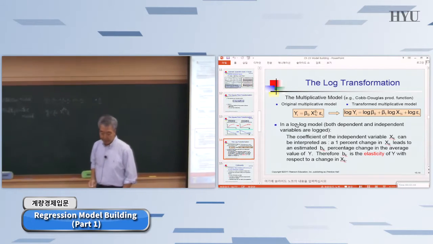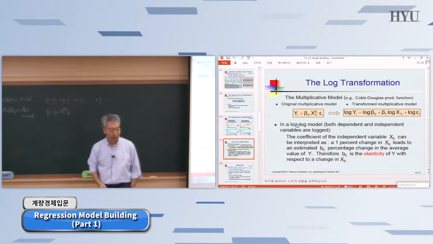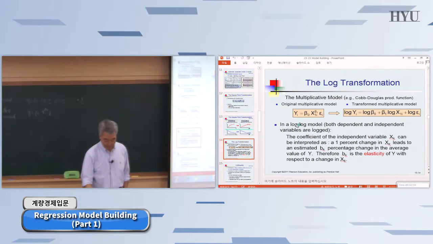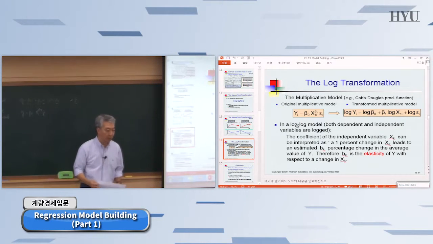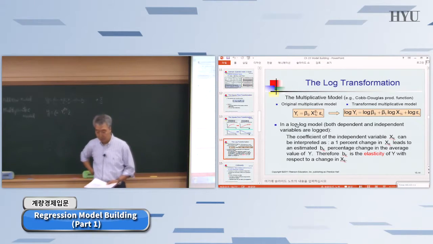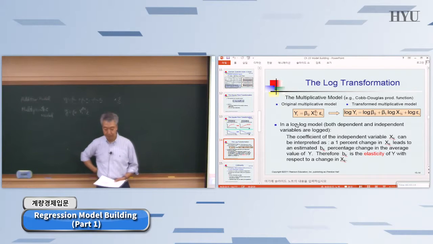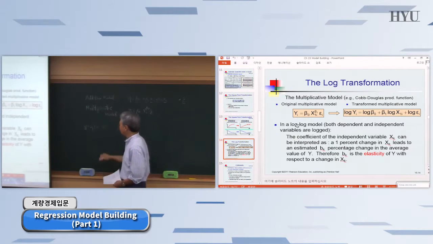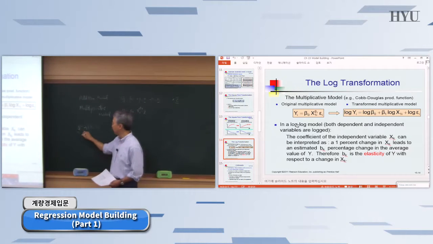So what kind of model are we talking about? How many of you have learned the Cobb-Douglas production function? Nobody? Okay. Well, either intermediate micro or intermediate macro courses will introduce the Cobb-Douglas production function. And this is the most popular form of the production function. What is a production function? Production function defines the relationship between output and inputs.